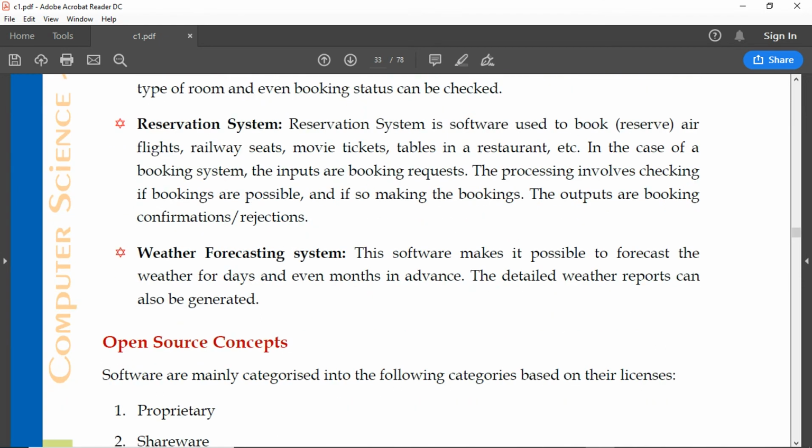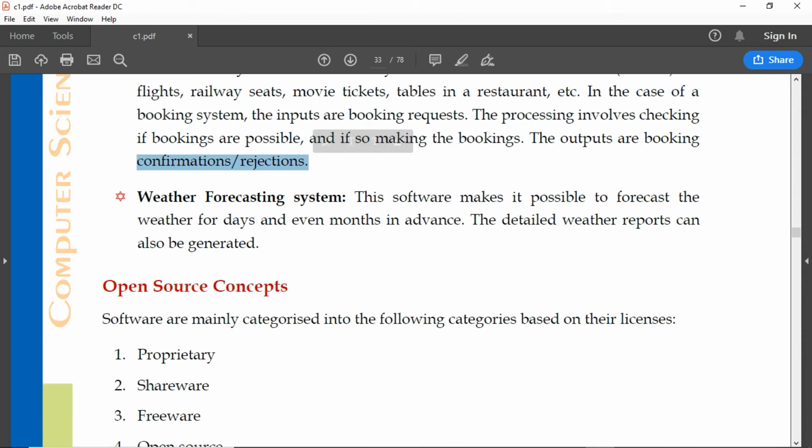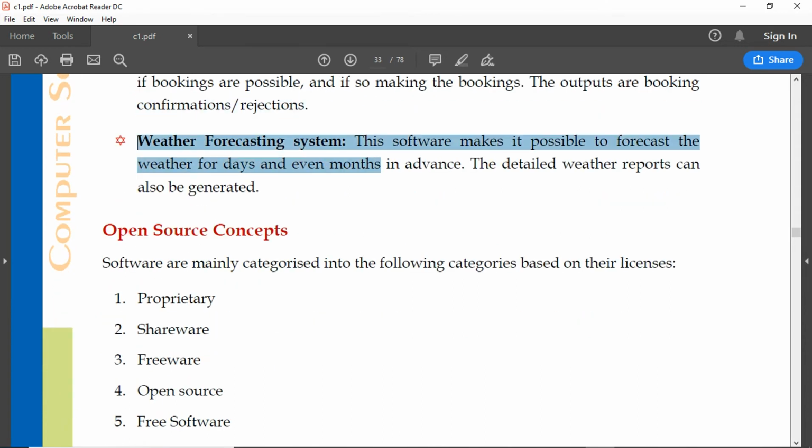Reservation system. Reservation system is software used to book or reserve air flights, railway seats, movie tickets, tables in a restaurant, etc. In the case of a booking system, the inputs are booking requests. The processing involves checking if bookings are possible, and if so, making the bookings. The outputs are booking confirmations/rejections.